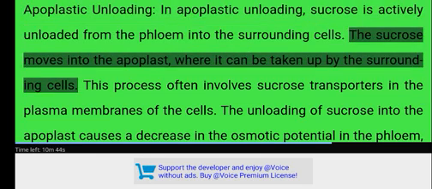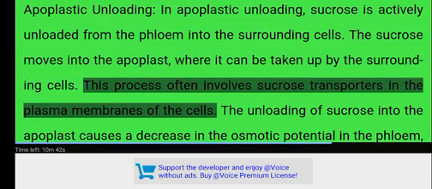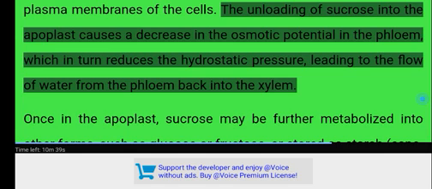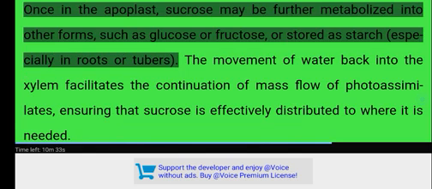The sucrose moves into the apoplast, where it can be taken up by the surrounding cells. This process often involves sucrose transporters in the plasma membranes of the cells. The unloading of sucrose into the apoplast causes a decrease in the osmotic potential in the phloem, which in turn reduces the hydrostatic pressure, leading to the flow of water from the phloem back into the xylem. Once in the apoplast, sucrose may be further metabolized into other forms, such as glucose or fructose, or stored as starch, especially in roots or tubers.